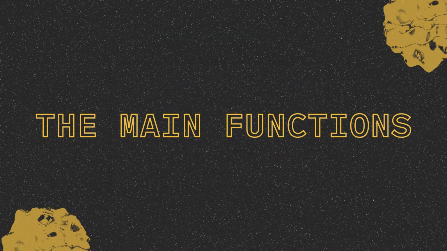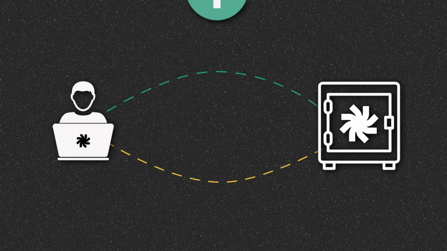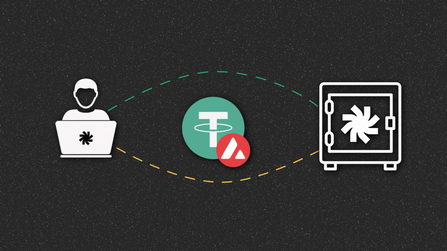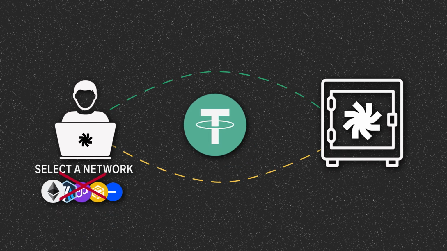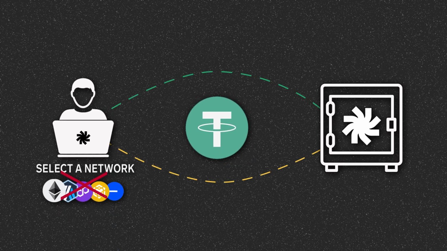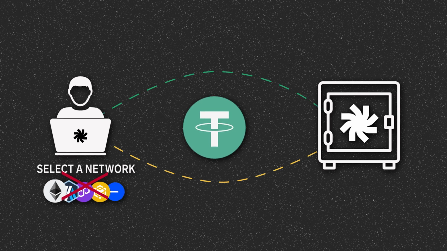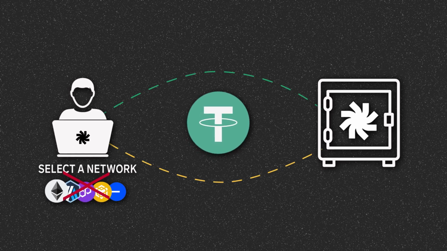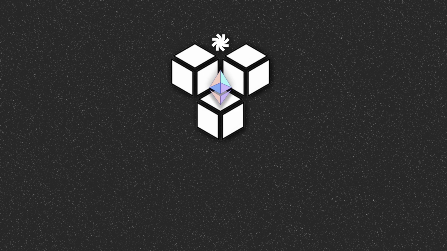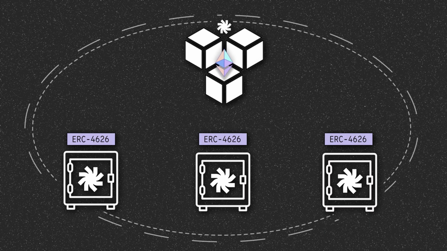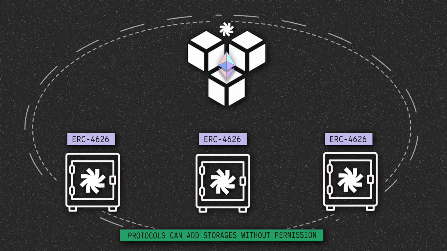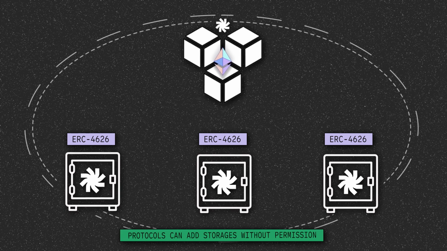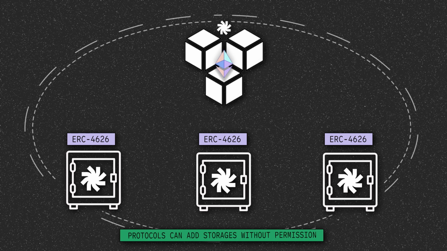The main functions of Superform. Users can deposit or withdraw funds from any network in a single transaction without the need for RPC changes or token exchanges. This avoids the difficulties of moving assets between blockchains. Protocols can add their vaults, ERC-4626 compliant, to the Superform platform without permission, providing access to them for users from different blockchain networks.